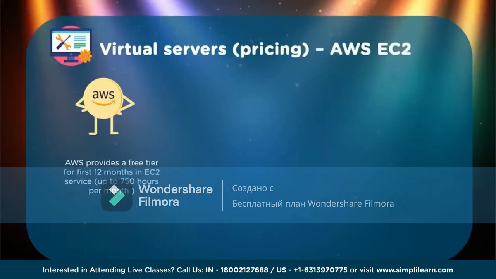Now let's talk about the pricing of each of these services. AWS EC2 is free to try. It is packaged as part of AWS's free tier that lasts for 12 months and provides 750 hours per month of both Linux and Windows virtual machines.